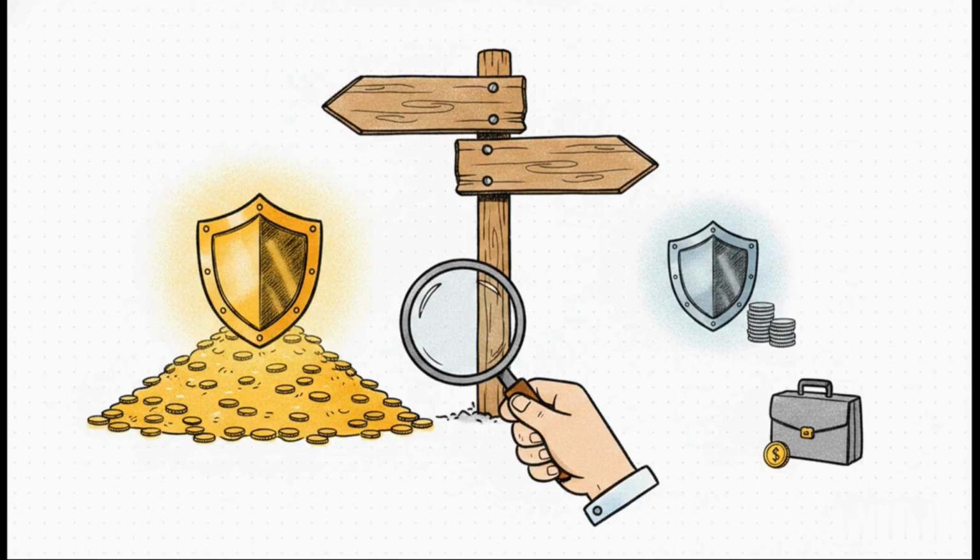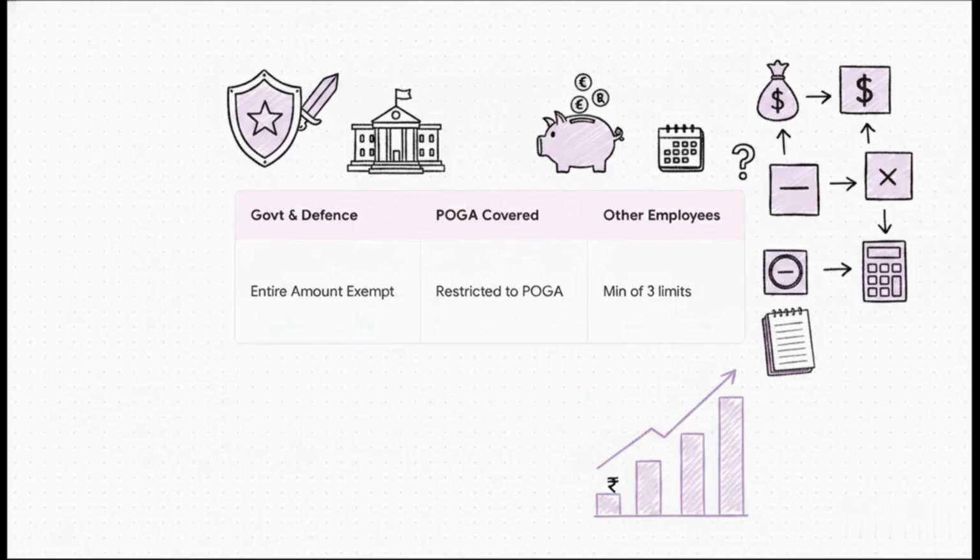Oh, and don't forget, professional tax is fully deductible, but only if it's actually been paid out of pocket by the assessee. Now, let's unpack the master matrix for gratuity exemption. If you're a government or defense employee, congratulations, you are fully exempt. For employees covered by the Payment of Gratuity Act, or POGA, your exemption is restricted to those specific statutory limits. But for other employees, it gets a little bit more complex.